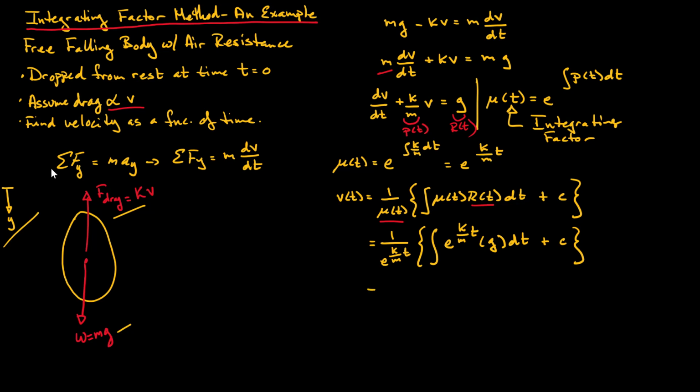So carrying out the integration, we find that we have 1 over e to the power of k over m t. So g can be taken out of the integral. So we just have the integral of e to the power of k over m t dt. So that leads to m over k, and then multiplied by g, e to the power of k over m multiplied by t plus c.